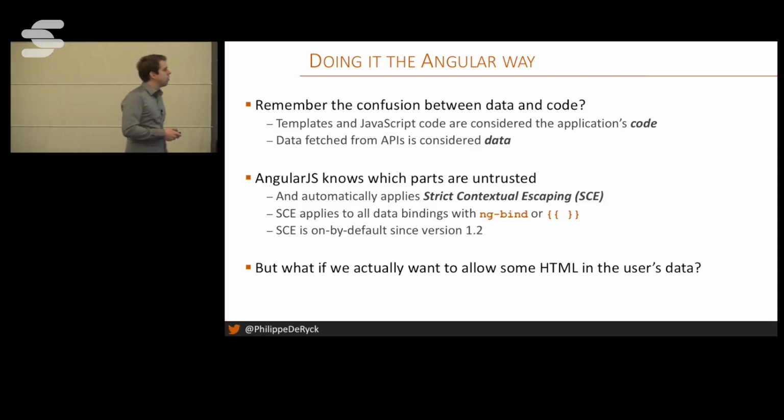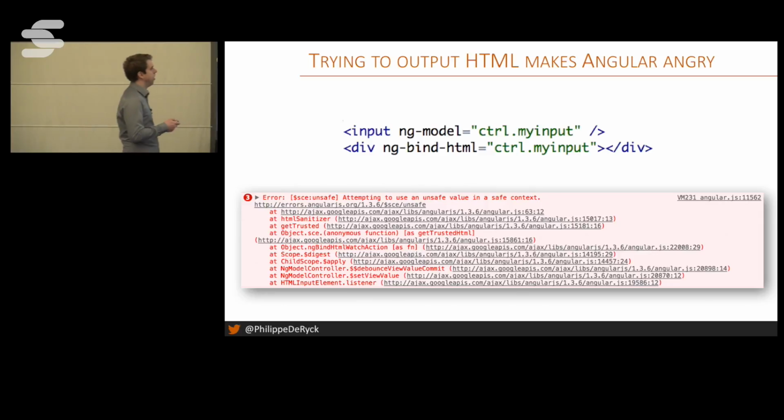But again, what if you actually want to allow some HTML? Well, there's an option there. You can use ng-bind-html, which sounds pretty good, right? It's ng-bind, but for HTML. But if you try to do that, if you have an input here and you output it here in this div with ng-bind-html, Angular 1 actually borks on you. It gives you this huge error saying that, no, you're trying to use an unsafe value in a safe context. It just doesn't say bad developer, but that's what it comes down to.